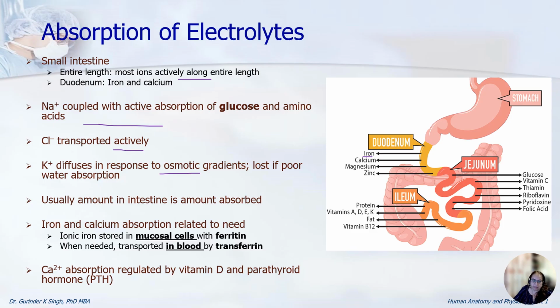Iron and calcium are absorbed as we need them, and iron is stored in the mucosal cells with ferritin. The protein ferritin binds to it, and then it is transported in the blood by another protein called transferrin. So it's good to remember these names. Calcium is absorbed from the intestine under the action of parathyroid hormone, or what we call PTH.